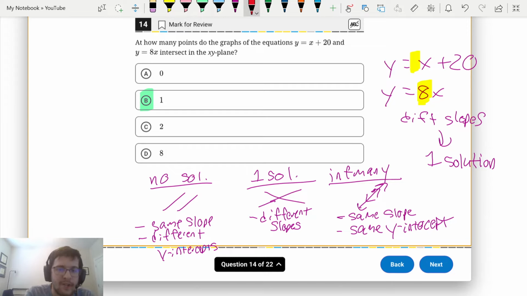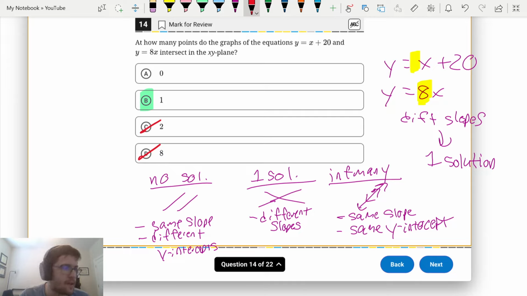I want to point out too that two linear equations can only have 0, 1, or infinitely many. So even if you didn't understand this question at all, you know that it can't have 2 and it can't have 8, no matter what, right? Different types of systems can have 2 solutions, but not a linear system, not one with 2 lines.